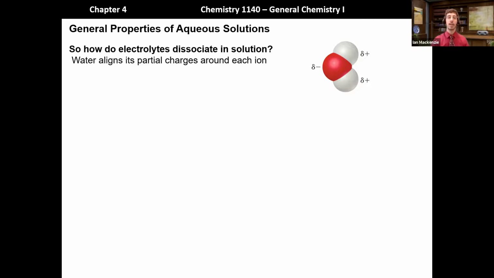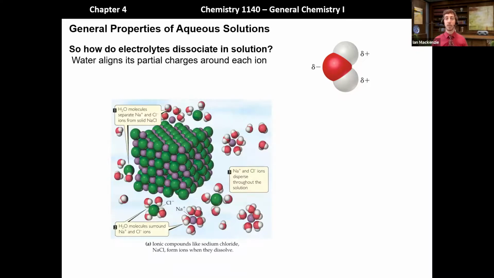Now, when we dissolve an ionic compound in water, water will align the partial charges of its molecule around each ion in order to satisfy that ion as much as possible. Let's just take the example here of sodium chloride. If we have a solid sodium chloride, it's got its three-dimensional lattice with sodium in purple and chloride in green. And then as that dissolves into solution, water comes and surrounds each ion, the chloride ion and the sodium ion, in such a way as to satisfy their charges.